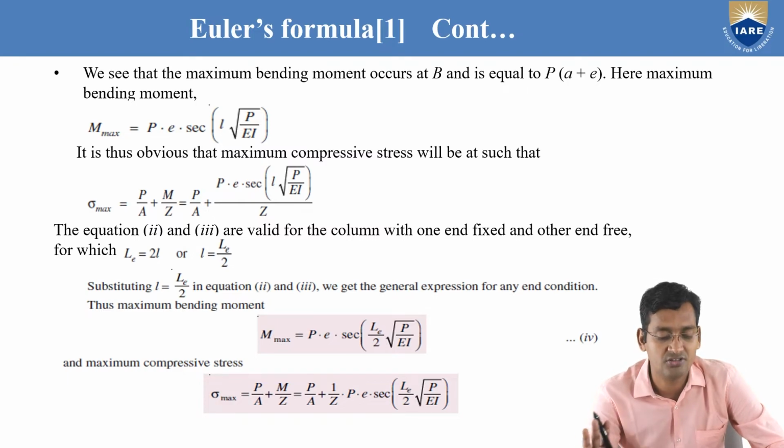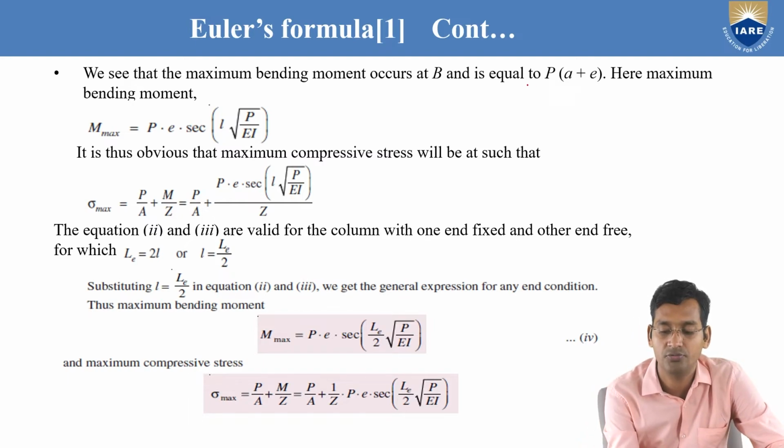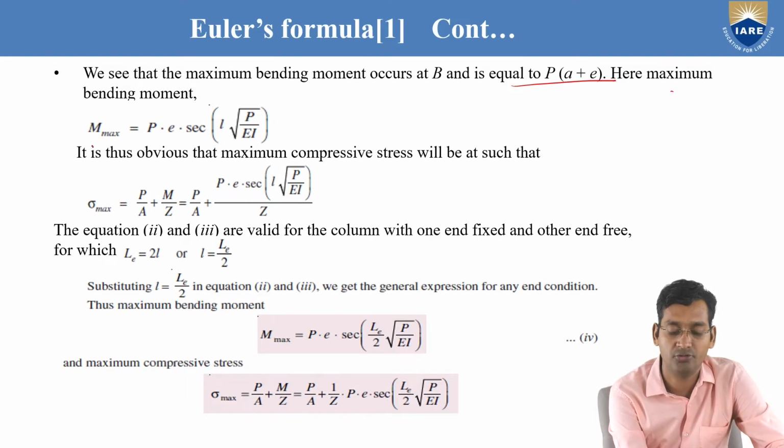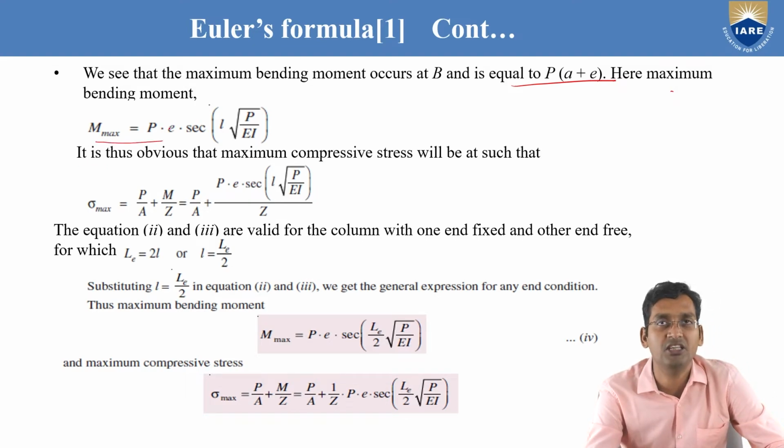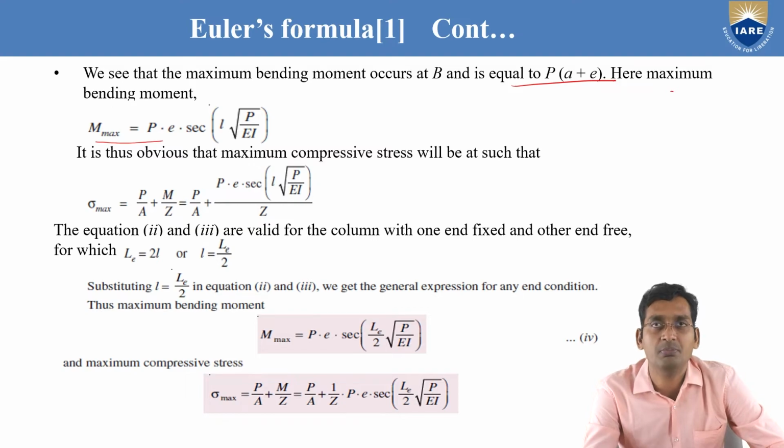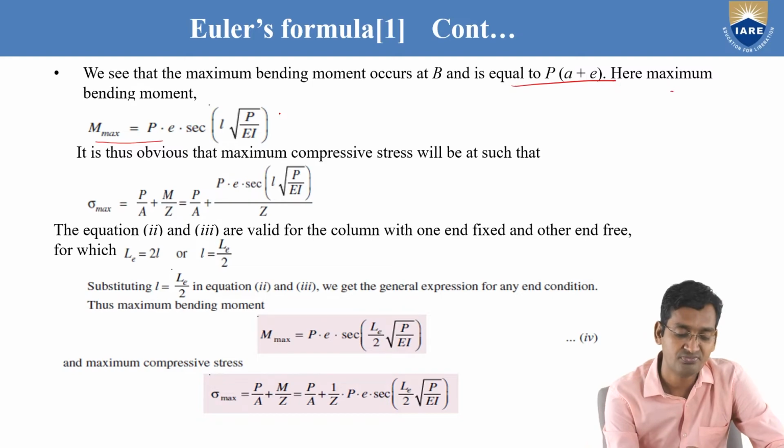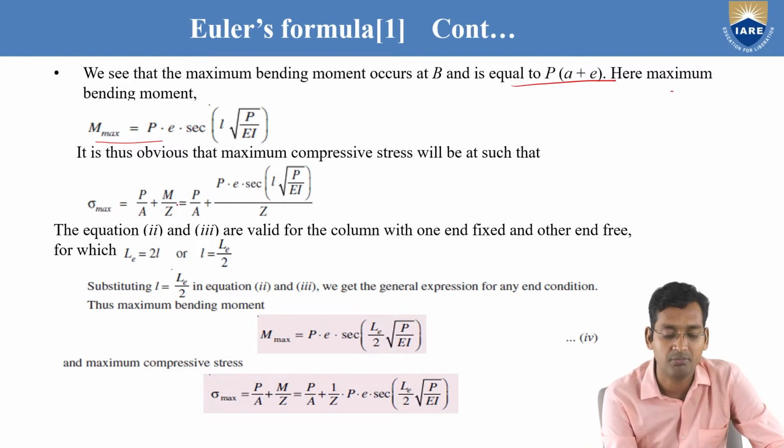Now just substitute the value, whatever we get. So the maximum bending moment we got, right? M max equals P E secant root L by P into EI, that we just derived. From here, sigma max will be equal to P by A plus M by Z. P by A, and M is this one, the moment P E secant L root P by EI, divided by this Z.